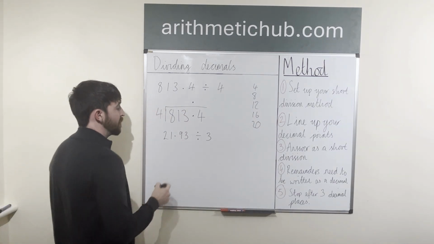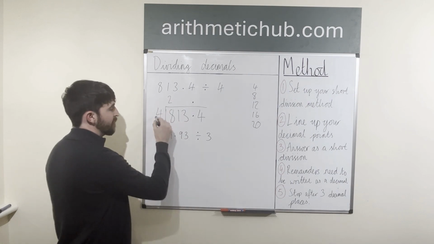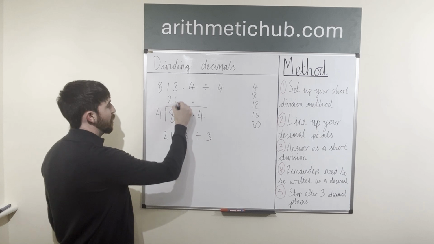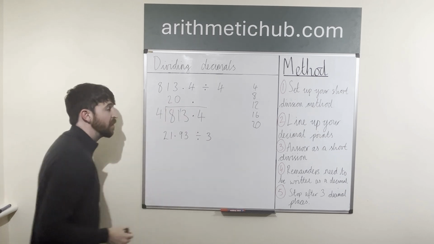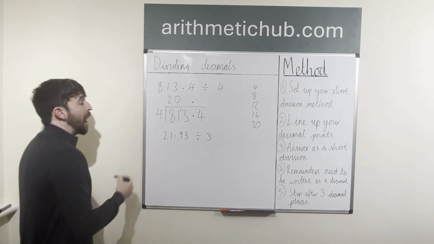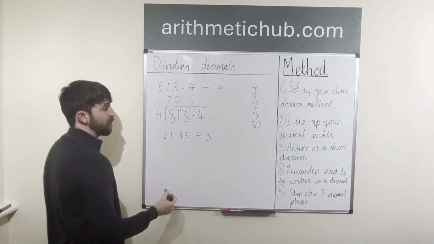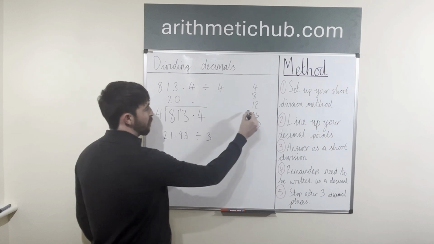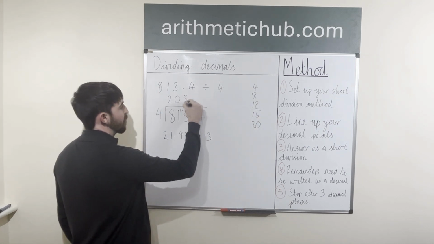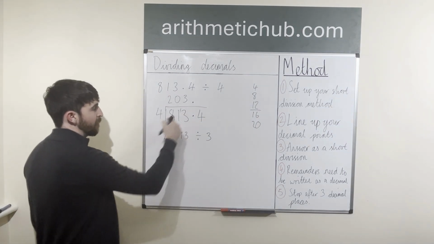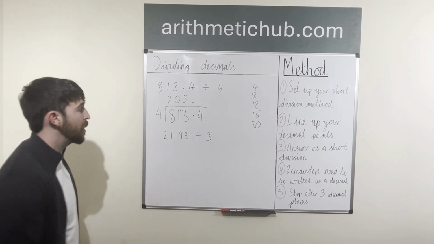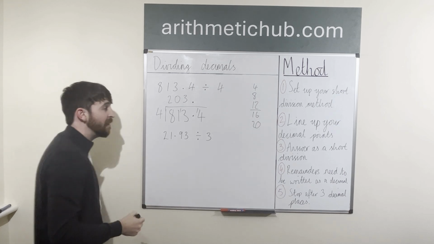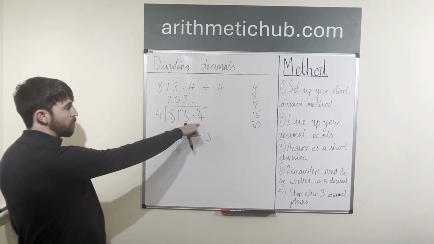How many times does 4 go into 8? 4 goes into 8 twice. How many times does 4 go into 1? 4 goes into 1 0 times, so we have to carry it over. How many times does 4 go into 13? 4 goes into 13, 1, 2, 3, stop at 12, so it goes in 3 times. We stopped at 12, we had 13, so now we have a remainder of 1. We carry the 1 over there, so this becomes 14.